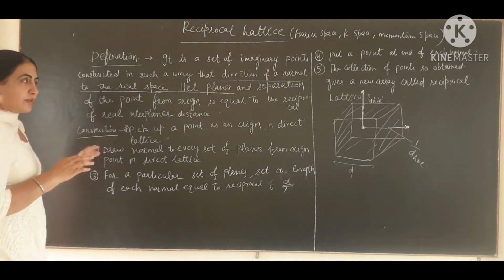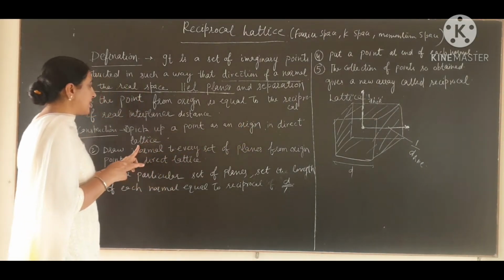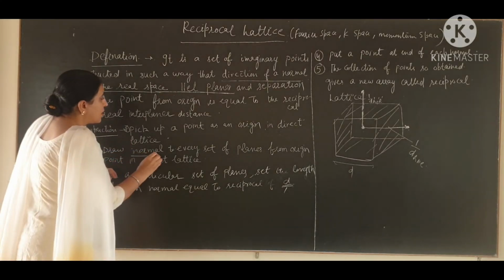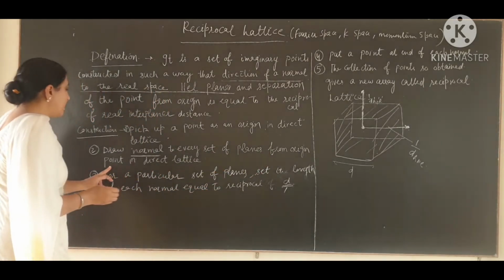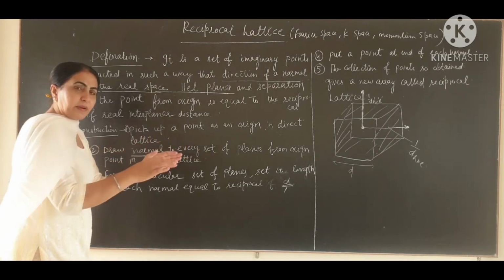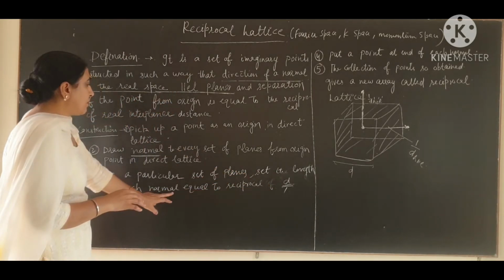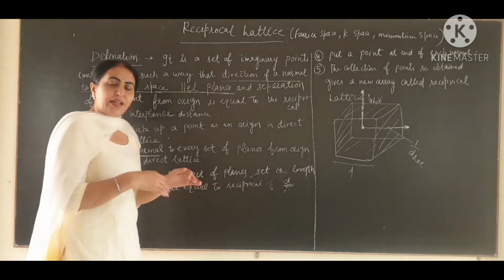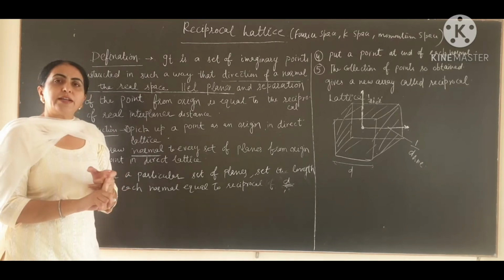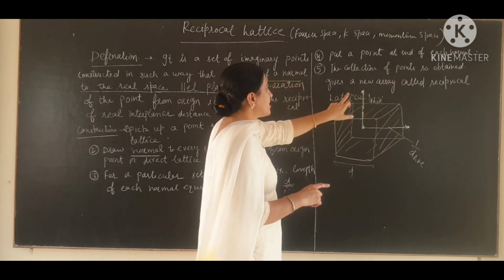Now the construction that I draw here. Construction: pick up a point as an origin in the direct lattice. So take any point in the direct lattice, which is the origin. Then draw a normal to every set of planes from the origin point in the direct lattice. So for a particular set of planes, set the length of each normal equal to the reciprocal of d, where d is the interplanar distance, and put a point at the end of each normal.